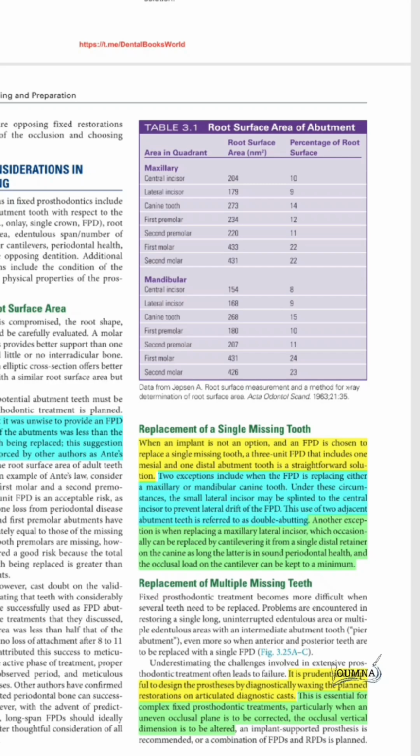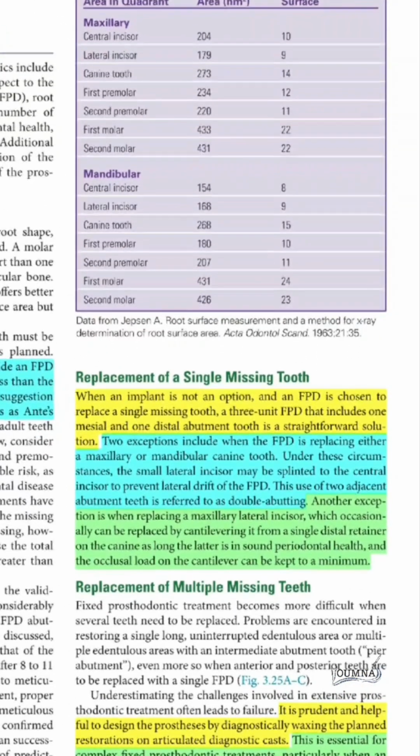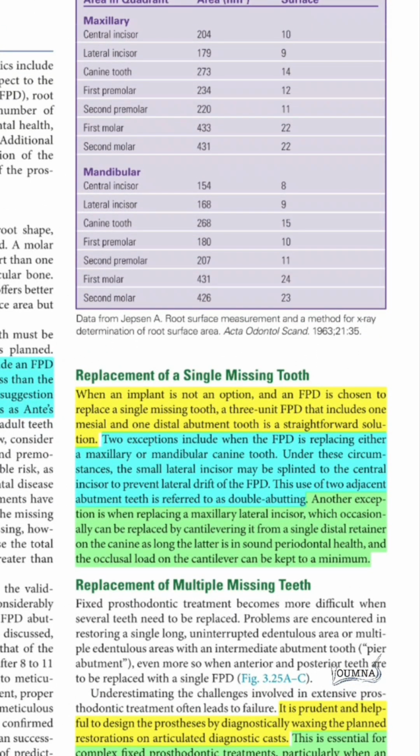So, when we want to replace a single missing tooth and an implant is not an option, we go to the 3-unit fixed denture. But we have two exceptions to this.